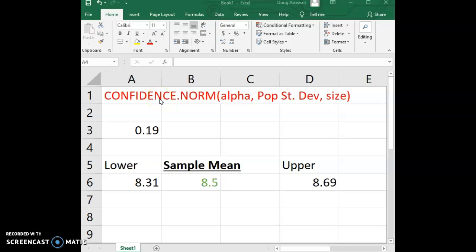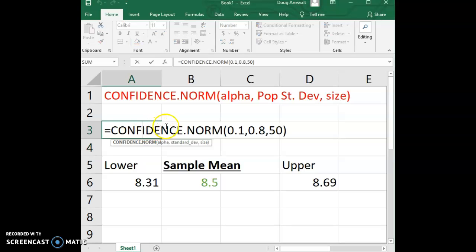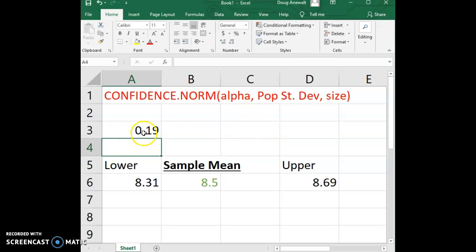The key thing we have to recognize, though, is that this is a situation where we know the population standard deviation, and when that's the case, we're going to use the normal distribution, and the formula in Excel is CONFIDENCE.NORM. So alpha is going to be 100% minus our confidence level. So confidence level of 90%, we would want 10% as our alpha. The population standard deviation was stated as 0.8, and the sample size was stated as 50. So if we type those in, Excel gives us the margin of error.